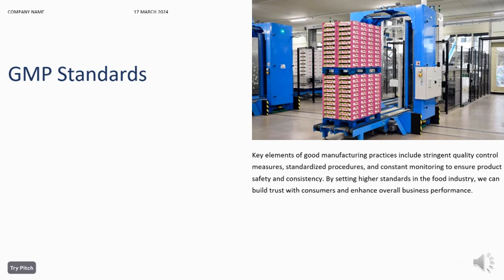Let's see about GMP standards. The key elements of good manufacturing practices include stringent quality control measures, standardized procedures, and constant monitoring to ensure product safety and consistency. By setting higher standards in the food industry, we can build trust with the customers and enhance the overall business performance.